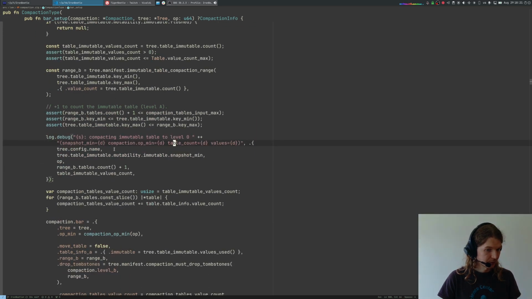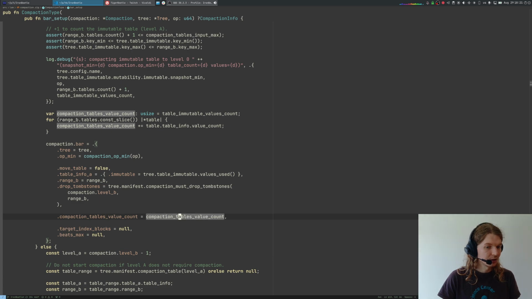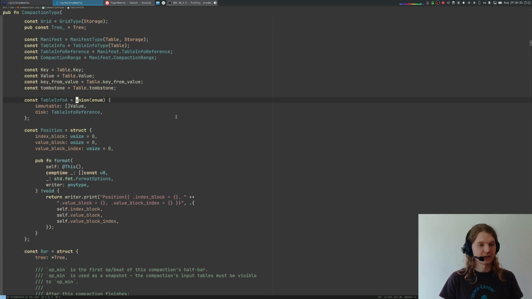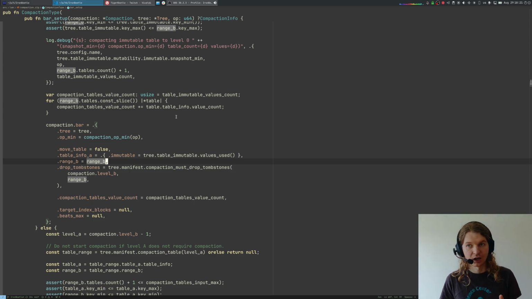So we figured out the range. Then we compute again the estimate of the maximum number of values which we might have to compact. What else do we have here? Table info A is which table we are going to merge from, and this is either a table on disk or an in-memory table. In this case, this is an in-memory table. Range B is what we are going to merge into. This is always a table on disk.